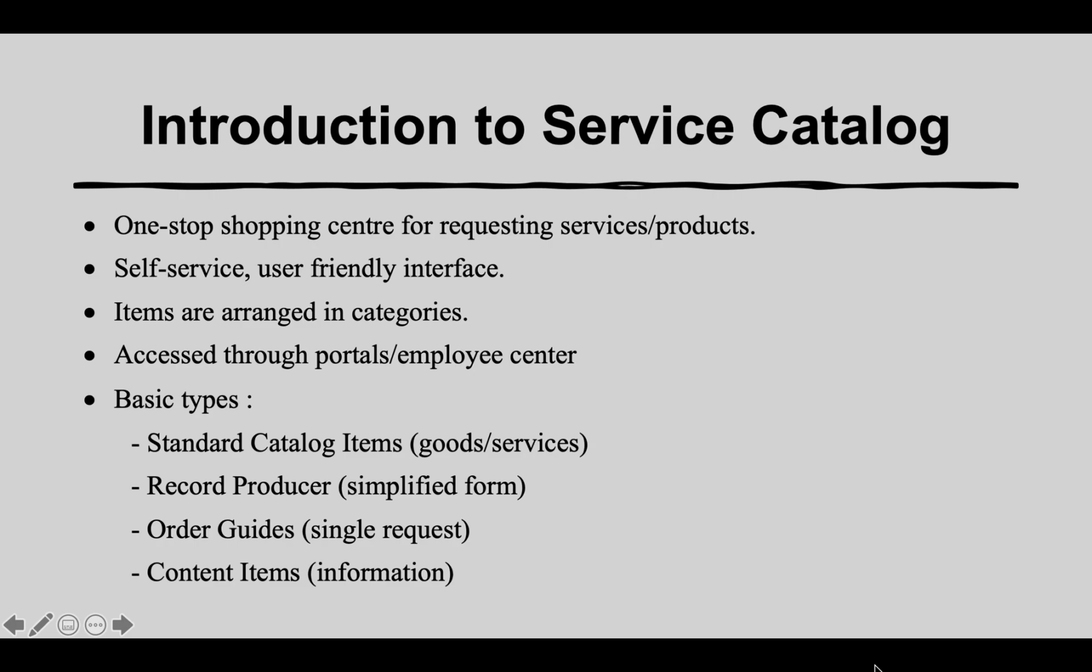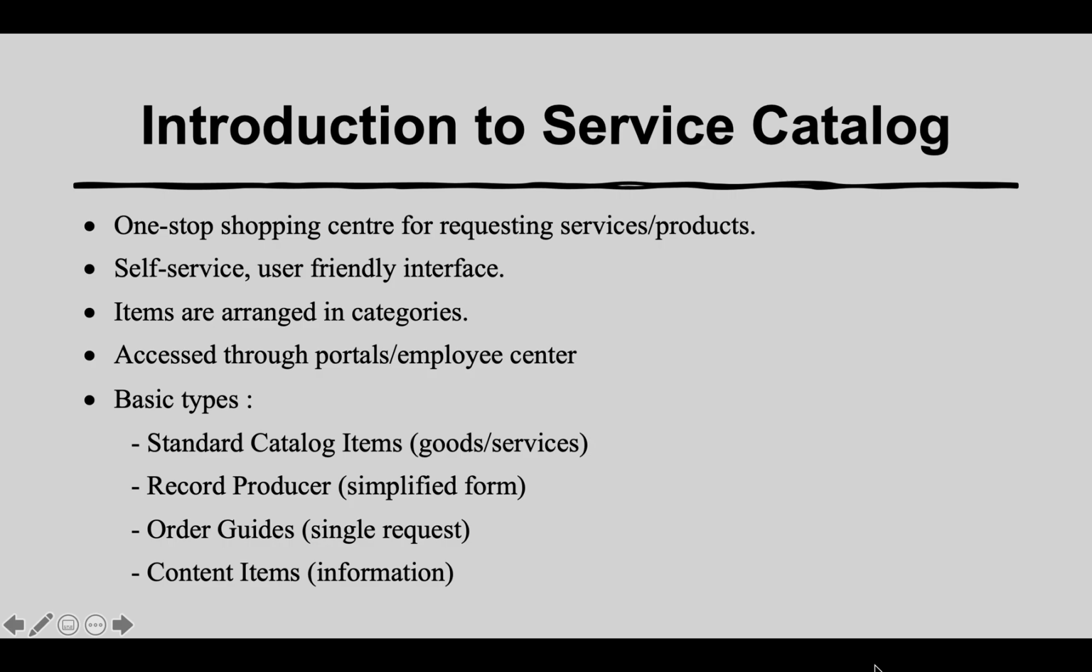Service Catalog is a one-stop shopping center for customers and employees. It provides a self-service, user-friendly interface for requesting services or products. The items in Service Catalog are referred to as catalog items and arranged in logical groupings called categories. Service catalogs can be added to service portals or employee center where the user can easily request products or service offerings. The basic types of service catalog items are standard catalog items, record producer, order guides, and content items.